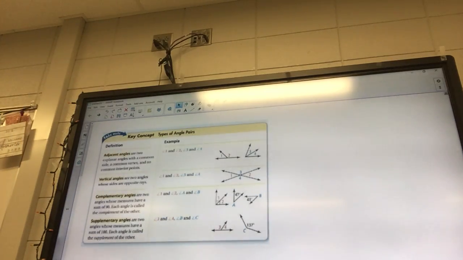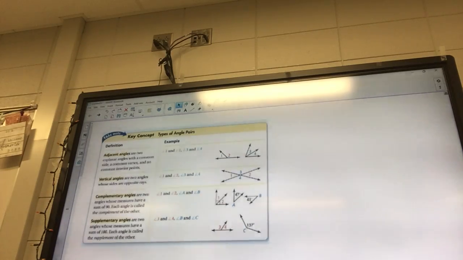I know. So the very first type of angles we're going to talk about today are adjacent angles. There's a lot of fancy vocab in here, and remember, this is my first time teaching geometry, so bear with me. Adjacent angles are two coplanar angles. What's coplanar mean? It means they share the same plane. They lie on the same plane, with a common side, a common vertex, and no common interior points.